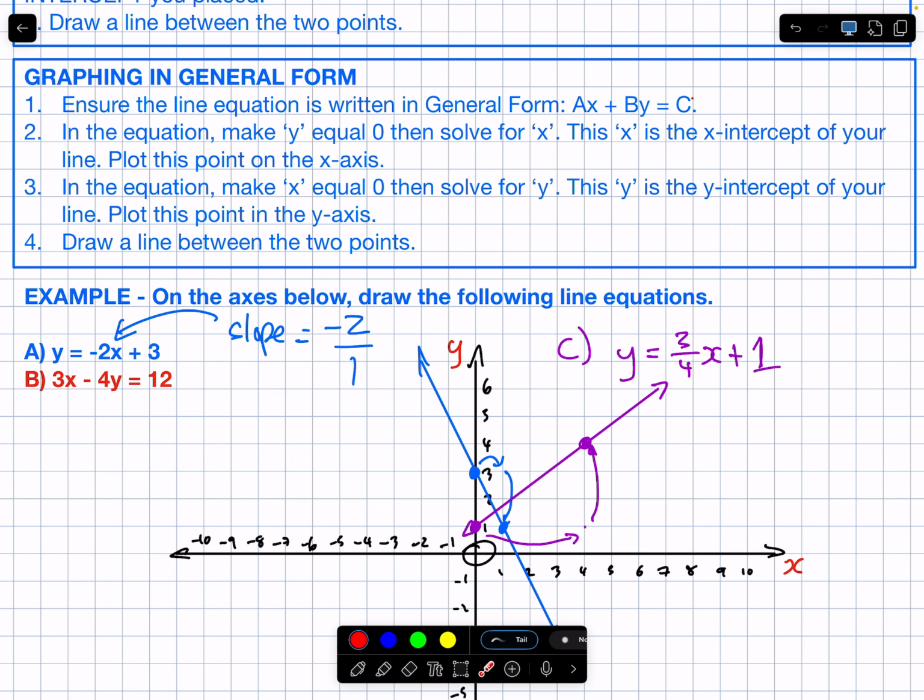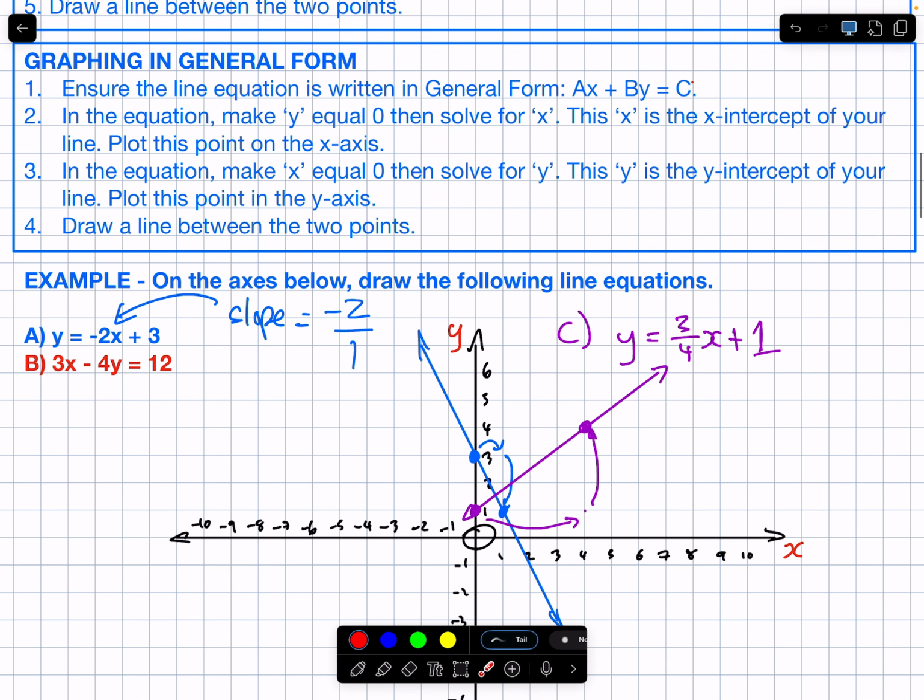All right, let me demo graphing in general form. Step 1, ensure the line equation is written in general form. AX plus BY is equal to C. Is this red equation written like that? It doesn't have Y by itself. It's a number X and a number Y is equal to another number. So general form, tick.